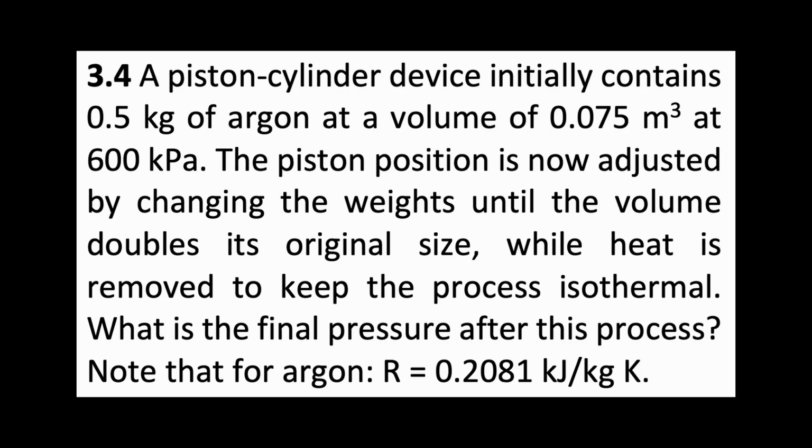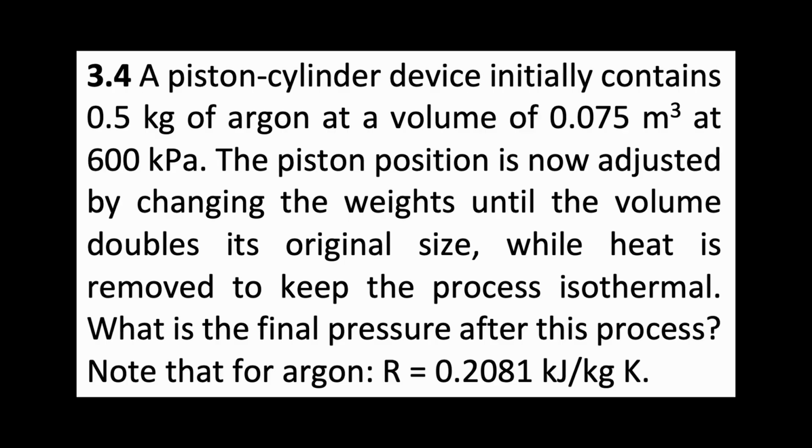So in this problem, we have a piston cylinder device that initially contains 0.5 kilograms of argon. We can consider argon as an ideal gas at an initial volume of 0.075 cubic meters at a pressure of 600 kilopascals. The piston position is now adjusted by changing the weights until the volume doubles. So there is an expansion process and it doubles its original size.